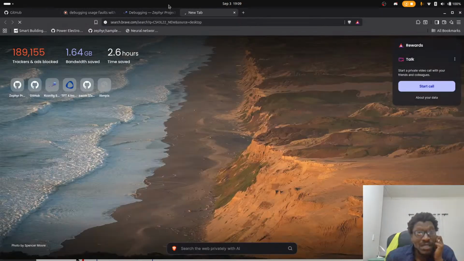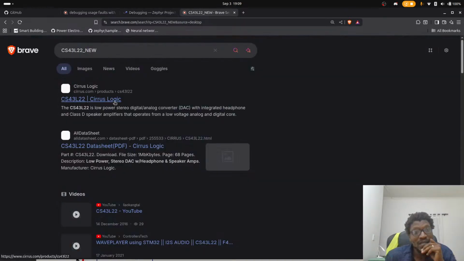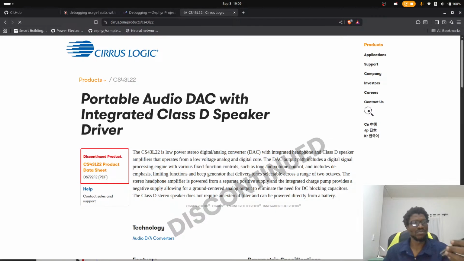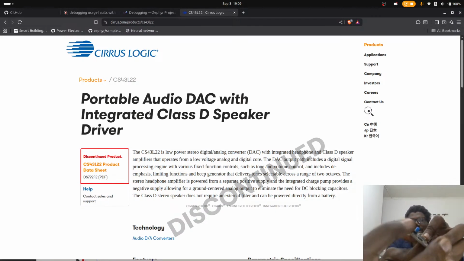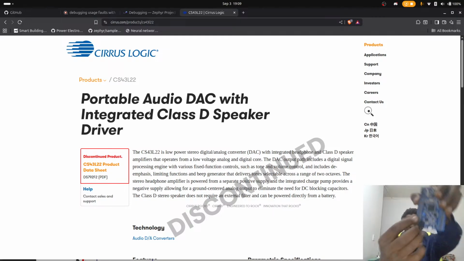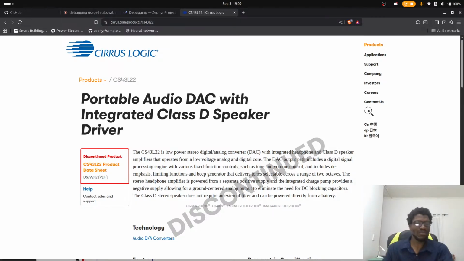So what is that? This should be some sort of audio codec. It's a low power digital analog headphone class D speaker amplifier. Okay, cool. So that's going to be this part of the board, basically. We have this headphone driver over here, so it's going to be somewhere here. And if you look closely, this is the chip that they're mentioning. This chip over here. So cool.